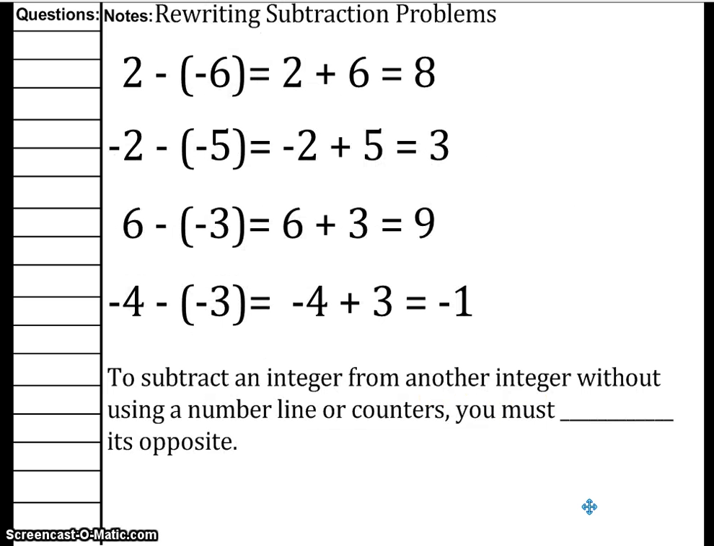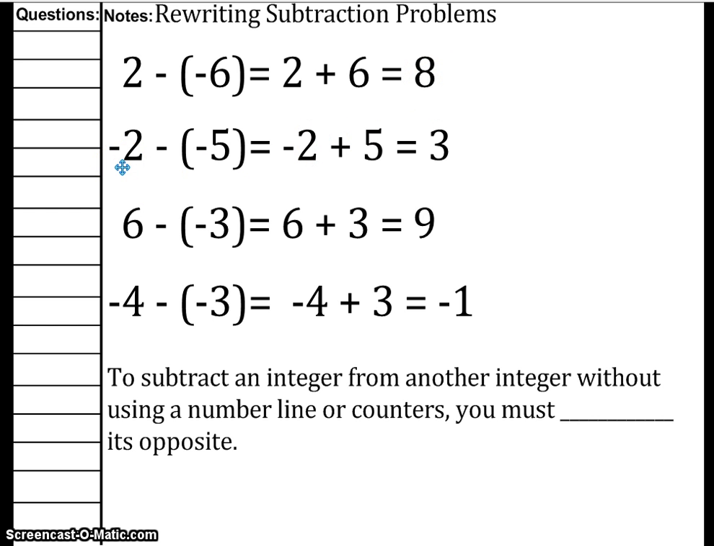So throughout all of the examples that we've done, here is what it looks like with just numbers. So rewriting a subtraction problem. To subtract an integer from another integer without using a number line or counters, you must add its opposite. So here we have 2 minus negative 6. If we're subtracting a negative integer, it's like adding its opposite. So we change our subtraction sign to addition. And what is the opposite of negative 6? Positive 6. So it's like adding positive 6. And we get our answer, positive 8.